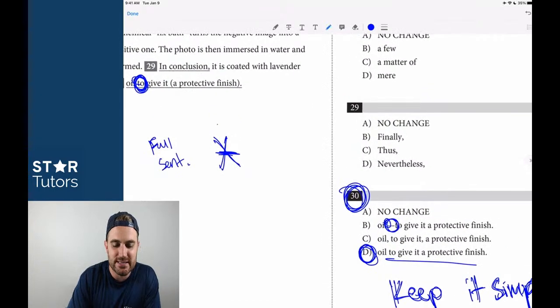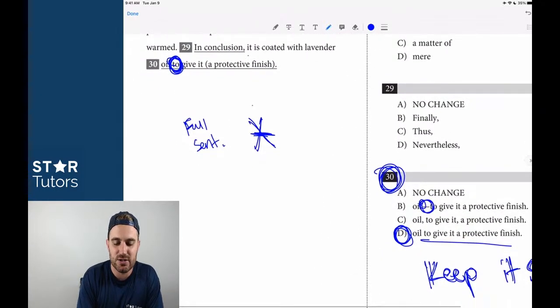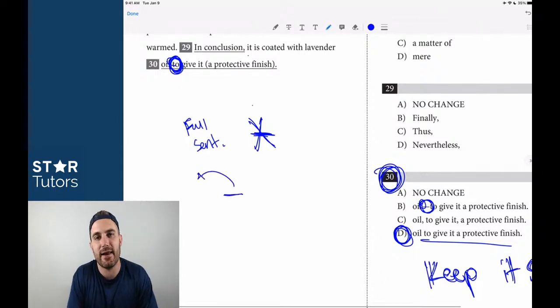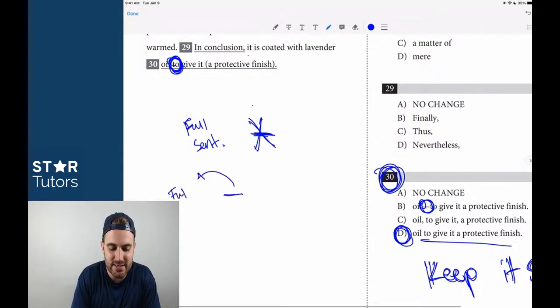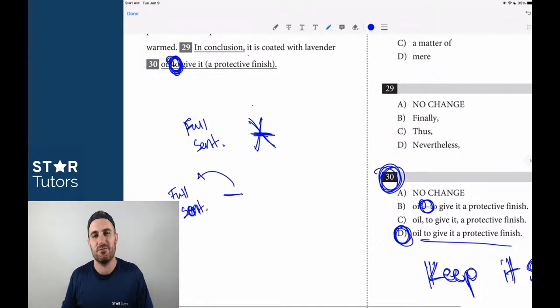If you read this, does everybody see technically, in conclusion, it is coated with lavender oil? If I put a dash there, and I look at the left and I say, can that be a colon? That technically is a full sentence. But we really don't use any punctuation when we have a preposition. You don't use punctuation with a preposition, typically, in like 99% of cases.